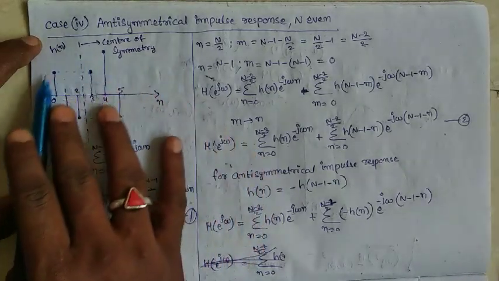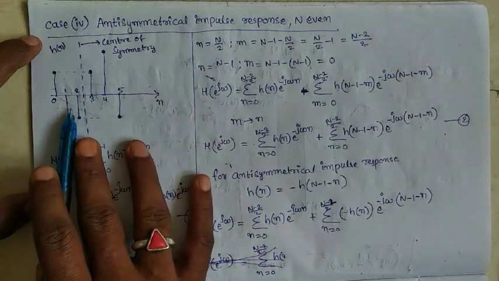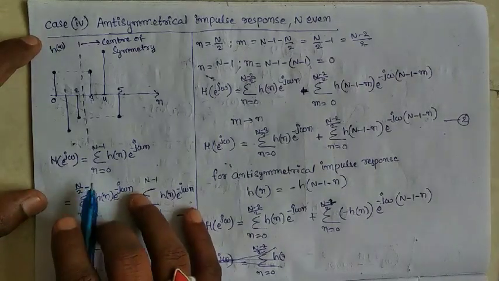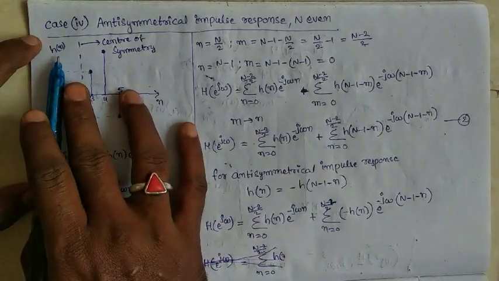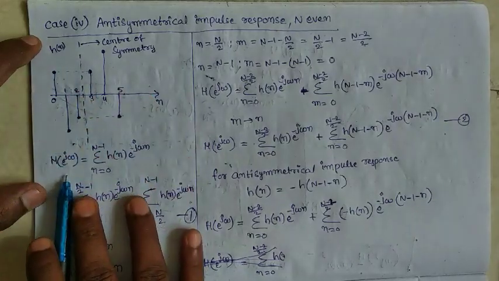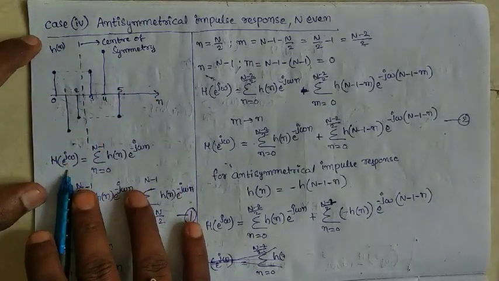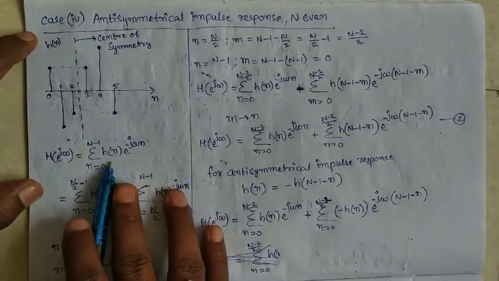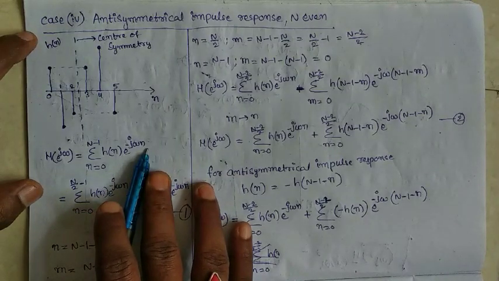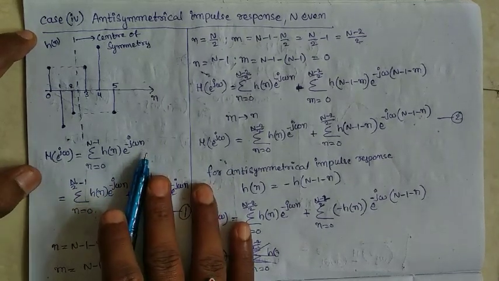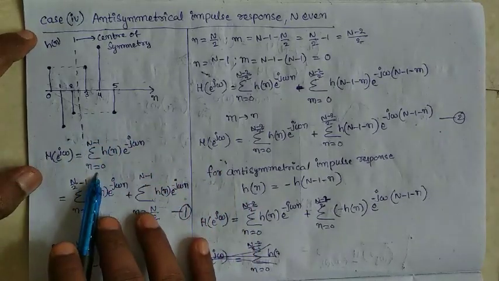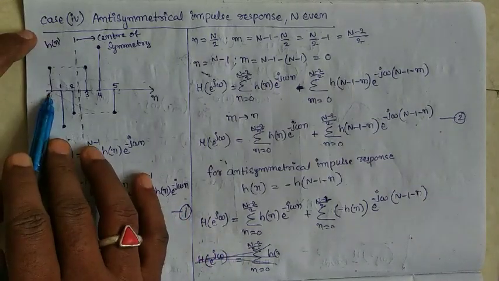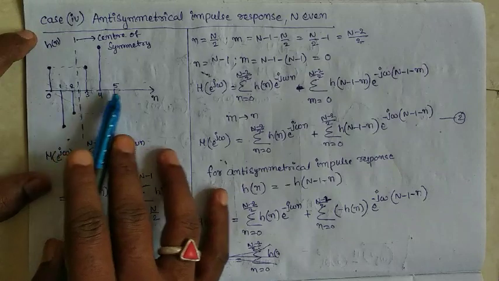Now we are determining the frequency response of this anti-symmetrical impulse response. How to calculate the frequency response of h of n? That means we determine the Fourier transform of h of n by using this formula: H of e power j omega is equal to summation n equal to 0 to capital N minus 1 of h of n into e power minus j omega n. In a similar fashion, we divide this summation into two summations: one from 0 to 2, another from 3 to 5.